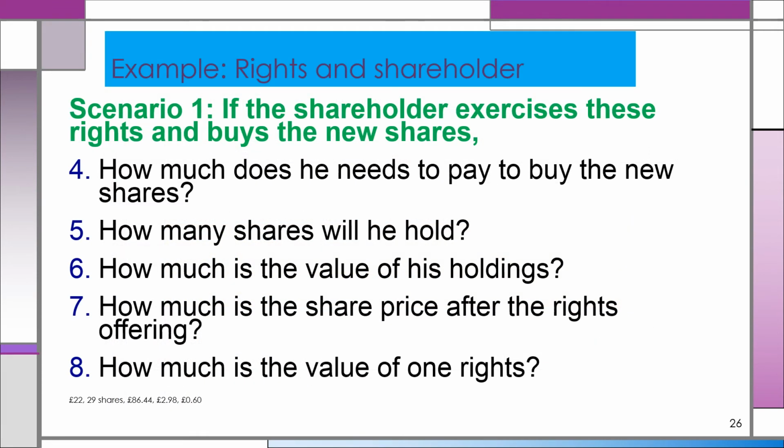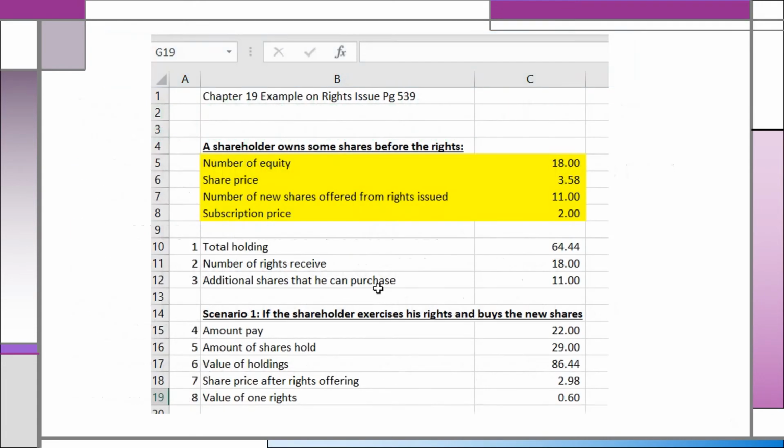In scenario 1, we shall assume that the shareholder will exercise his rights and buy the new shares. There are a few key questions to answer here. These questions are important to shareholder when he decides to subscribe to the new shares. Let's try to calculate the answer for question 4 to question 8.